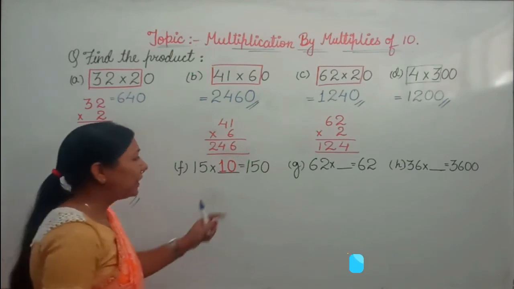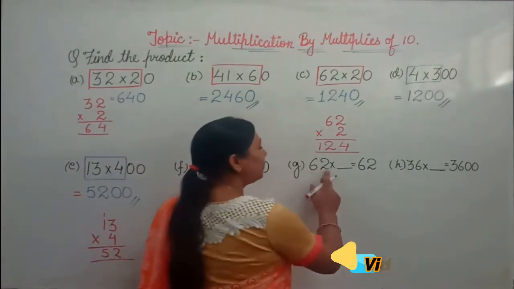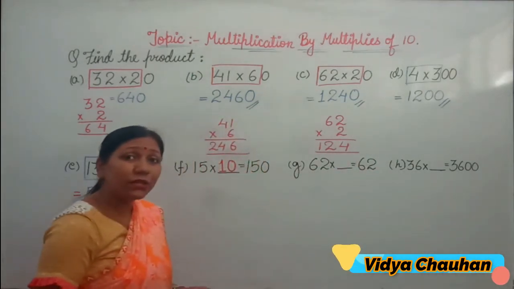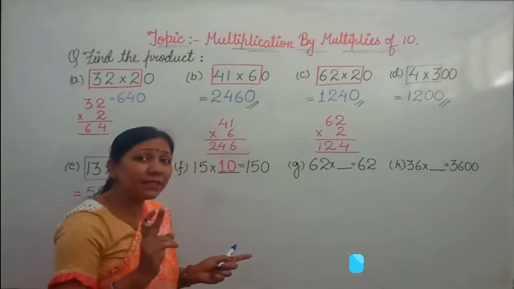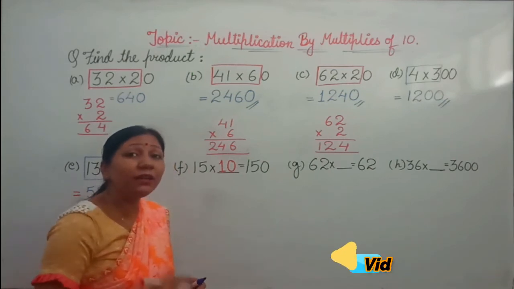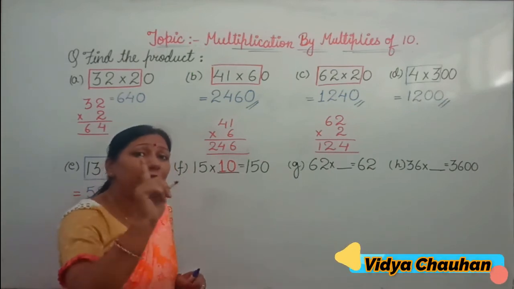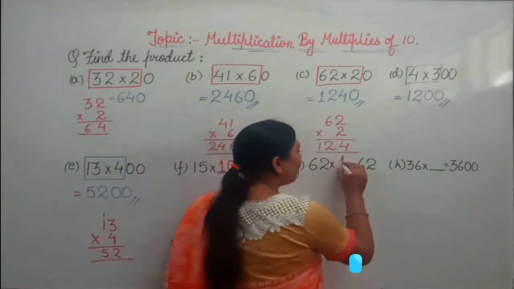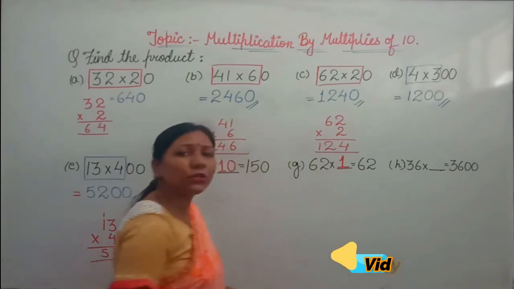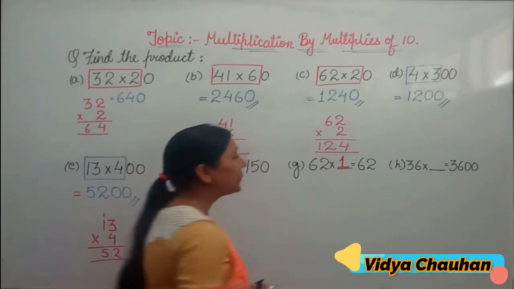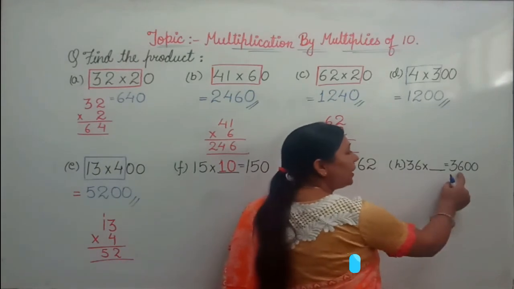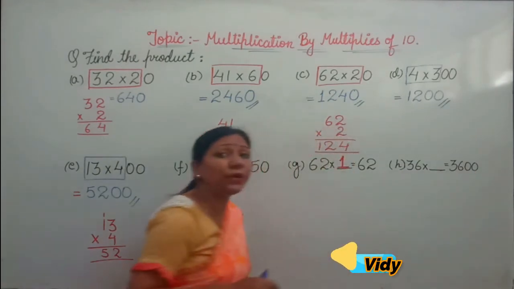Right, children? Next one, 62 multiplied by a number and we will get 62 itself. So which property is this? Yes, in properties of multiplication we have learned that a number multiplied by 1 will give the number itself. So 62 ones are 62. Right, children? Coming to the last one, 36 multiplied by a number should give 3600.